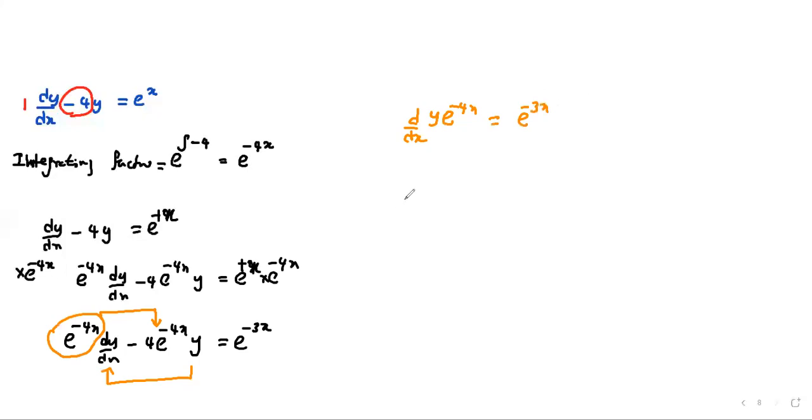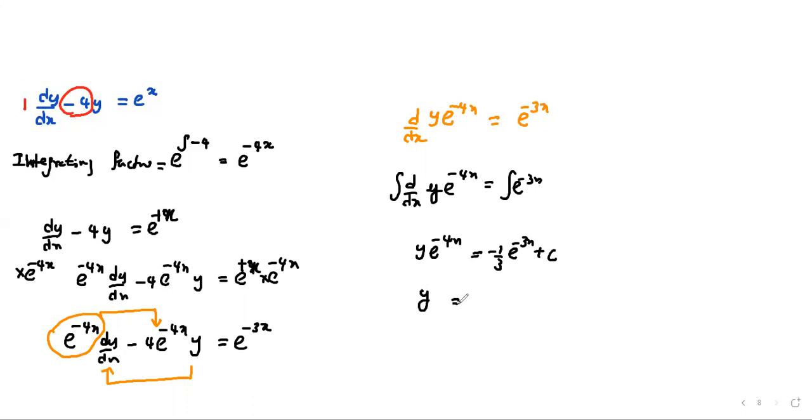Now what are we supposed to do? We have to integrate both sides. d by dx of y e to the power minus 4x equals the integration of e to the power minus 3x. So this whole function is differentiated and then integrated. Therefore it turns up to y e to the power minus 4x equals, if you integrate e to the power minus 3x, the answer is minus 1 over 3 e to the power minus 3x plus c.